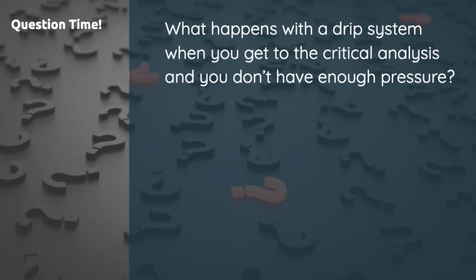And let's see. Also got a question on, what happens with a drip system when you get to the critical analysis and suddenly you don't have enough pressure? I know the times I've seen it, it's almost always the loss through the drip valve kit. But I don't know if you want to talk any further on that.